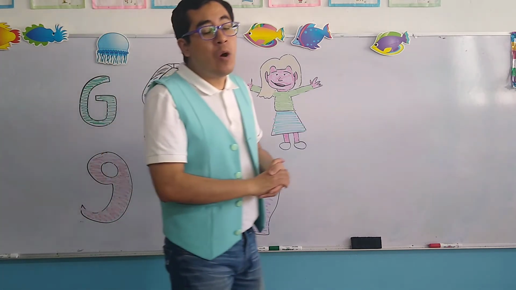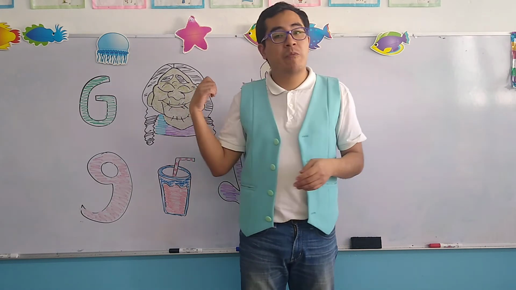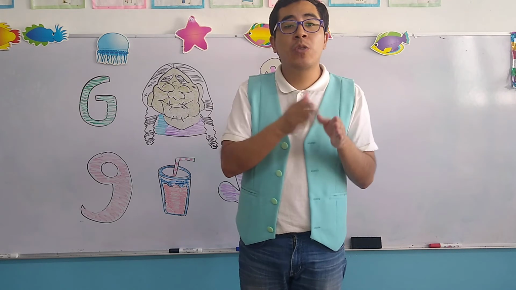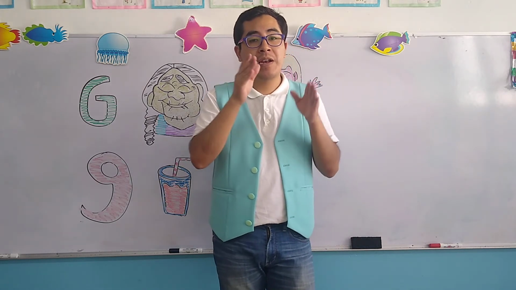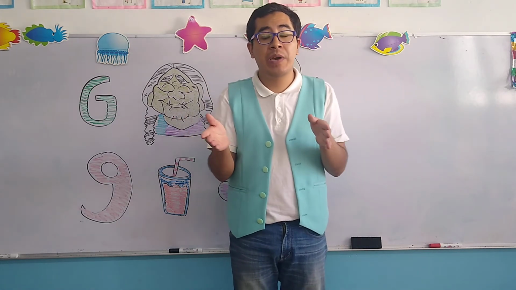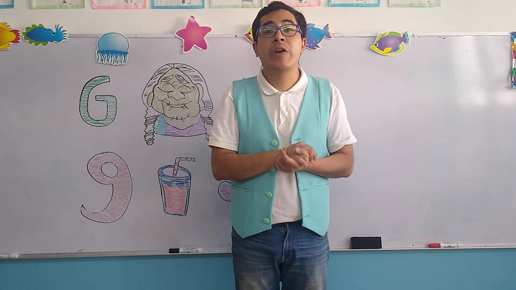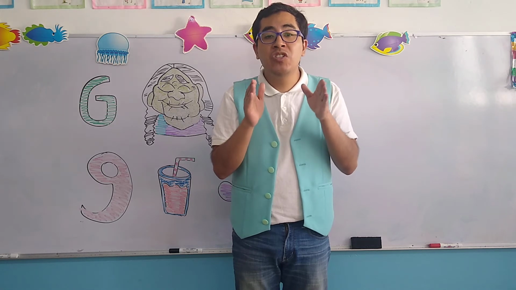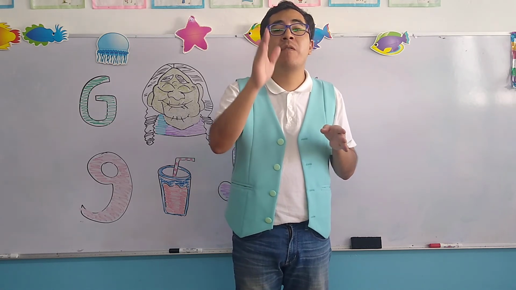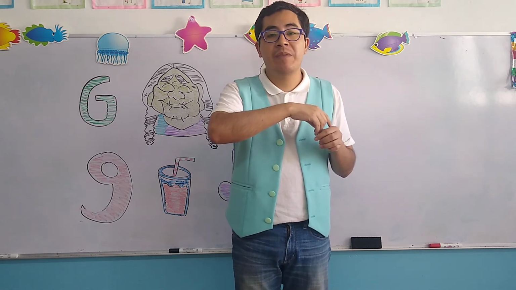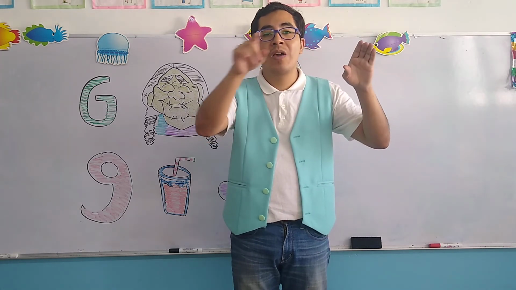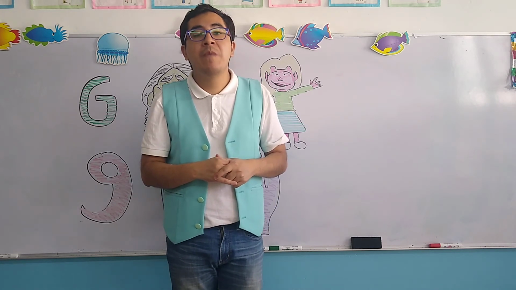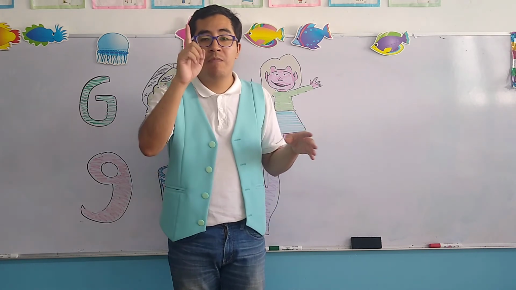So, another object that I didn't put on the whiteboard, but it's also very important. Remember, the letters are not only for objects. Recuerden que las letras no solamente son para objetos. They are also for names of people. In the case of the letter G, we can have the name of Gerardo with that name, okay? Letter G for Gerardo.